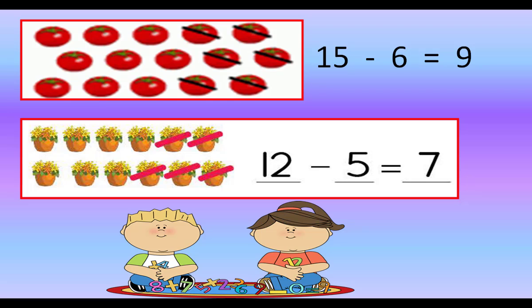Now here is another example. There are 12 flower pots and 5 are crossed. So remaining pots are 7. 12 minus 5 is equal to 7.